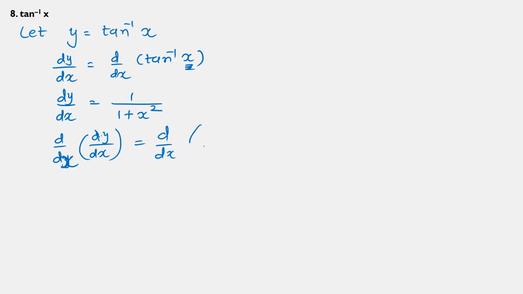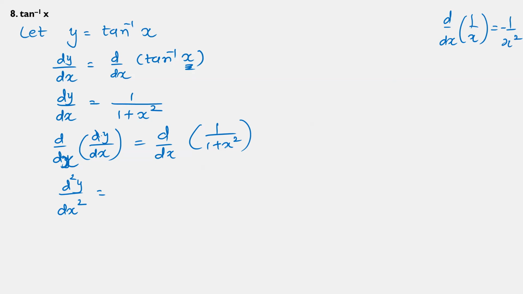d by dx of 1 by 1 plus x square. It is d2y by dx2 equal to, here you can see. I know d by dx of 1 by x is minus 1 by x square. So just imagine that this 1 plus x square is only x. Let it be t. So 1 by t means minus 1 by t square. That means minus 1 by 1 plus x square whole square.